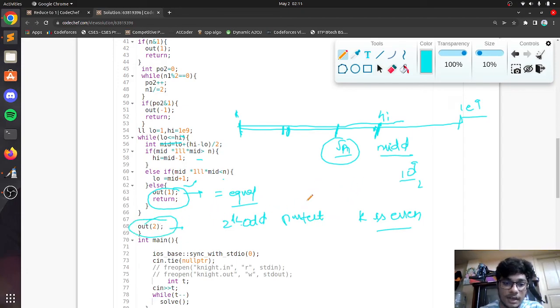So that's it. And in this kind of question, I think it's a greedy one. You have to divide the question into a variety of cases, and each case you can handle this way.